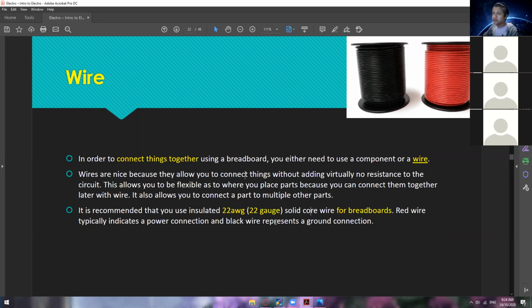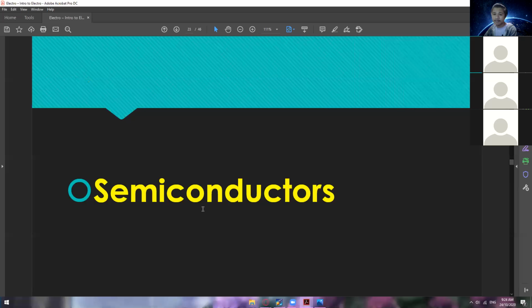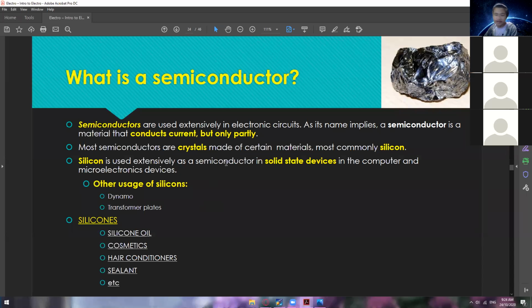Right. So moving on, let's now talk about semiconductors. First, we have to know what the meaning of semiconductors is. What is a semiconductor? Semiconductors are used extensively in electronic circuits. As its name implies, a semiconductor is a material that conducts current, but only partly. From the word semi, and then it conducts. So it conducts, but only partly.